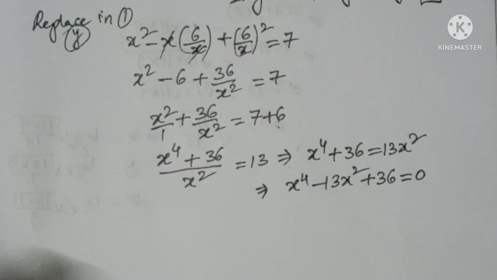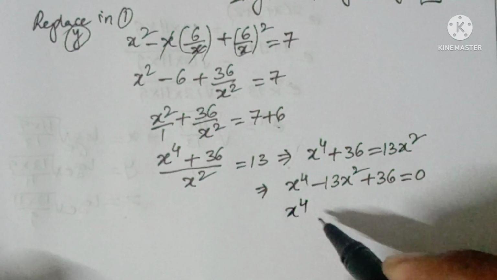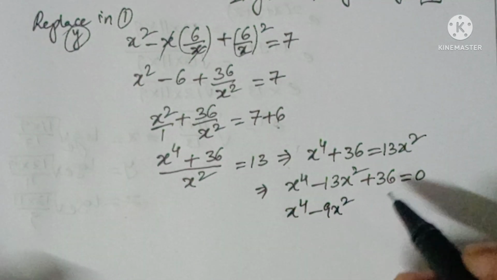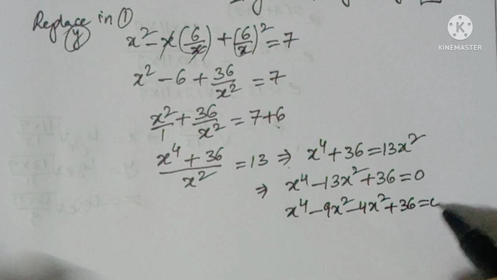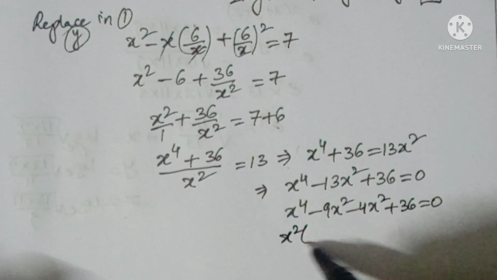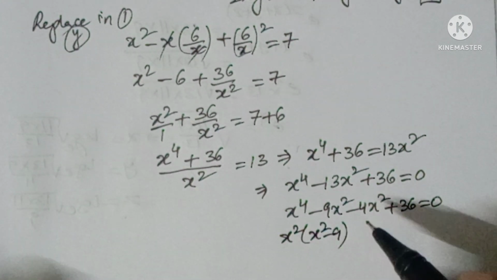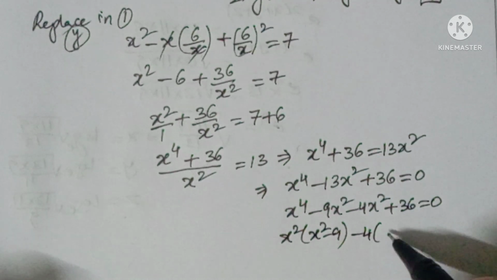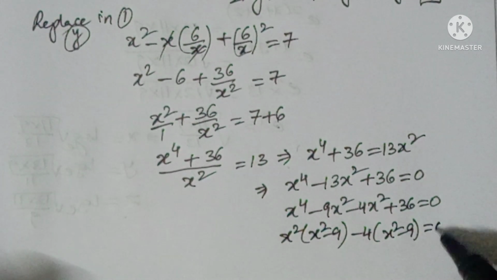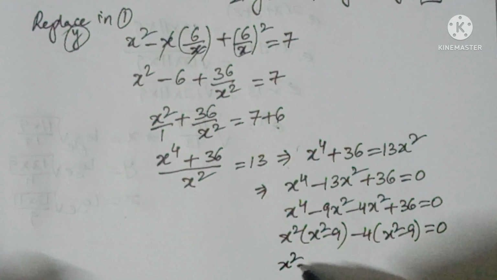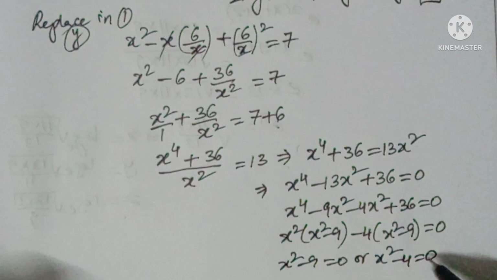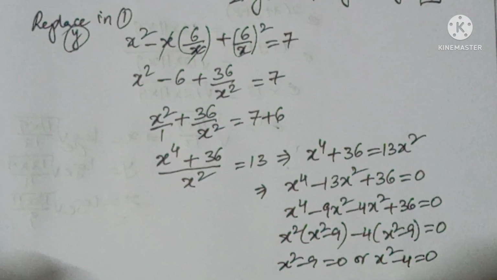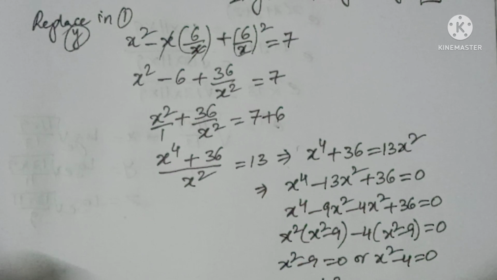So here you can write it as x⁴ − 9x² − 4x² + 36 = 0. Taking x² common: x²(x² − 9) − 4(x² − 9) = 0. So x² − 9 = 0 or x² − 4 = 0. x = ±3 or ±2.